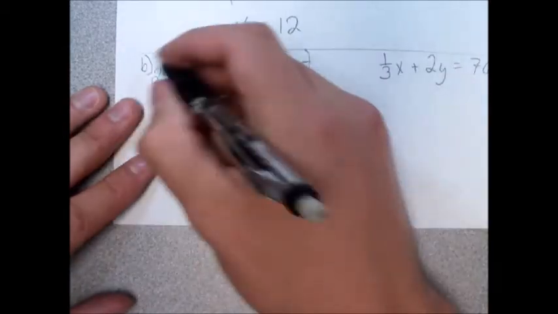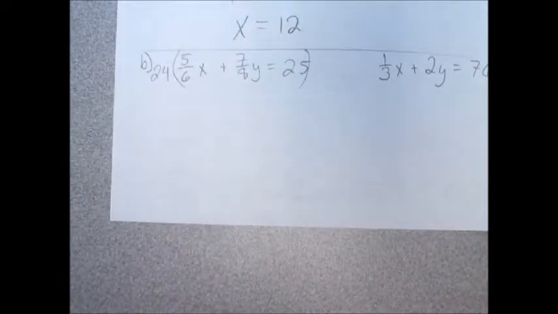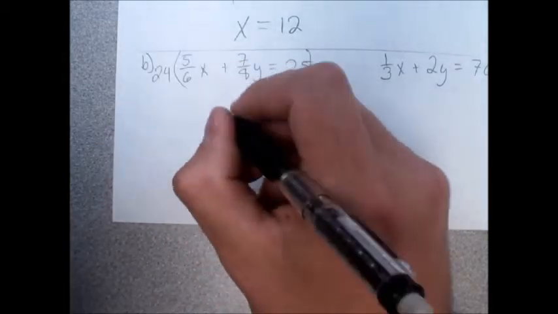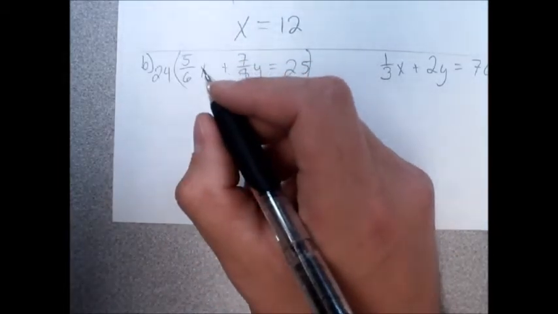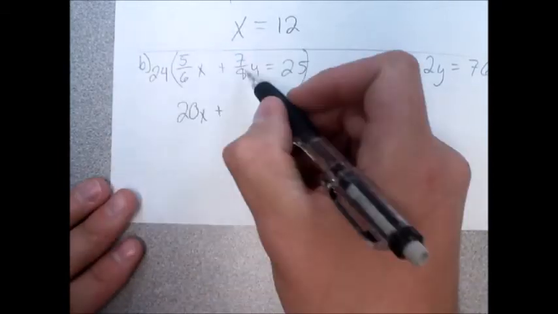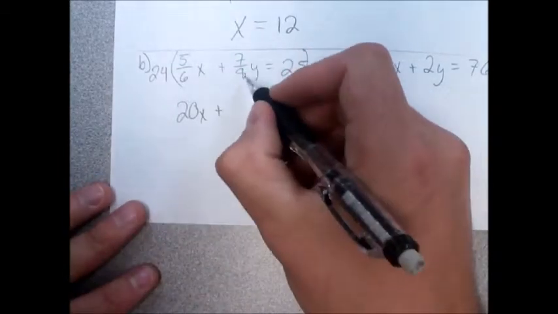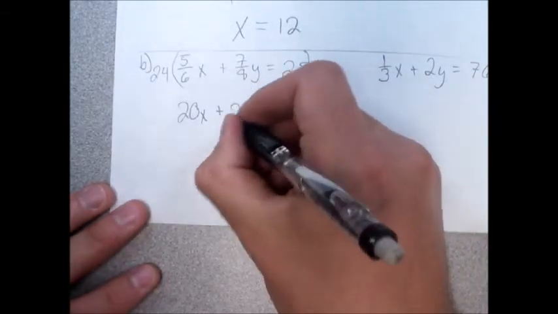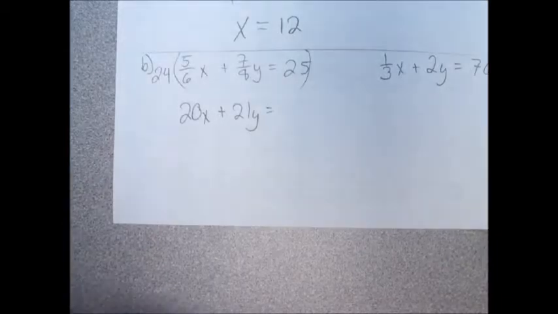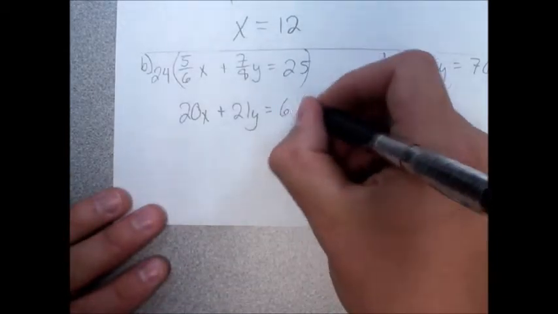Okay, 24 times 5/6. You can type that in your calculator if you'd like. Anyways, it'll spit out an answer of, I do believe, 20. Yes, 20. 20x plus, and then 7/8 times 24 should give us 21y. And then 24 times 25 gives us a rather large number of 600, I think.